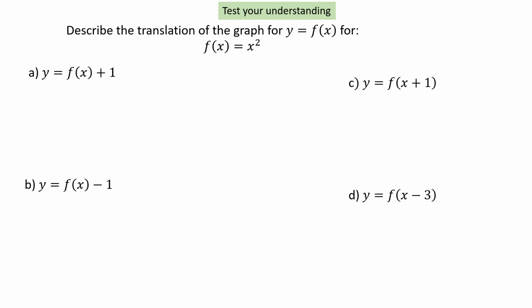Pause this video and try it yourself. Describe the translation of the graph for y equals f(x). f(x) is given, f(x) equals x squared. So f(x) plus 1 is equal to x squared plus 1. So let's draw the graph.